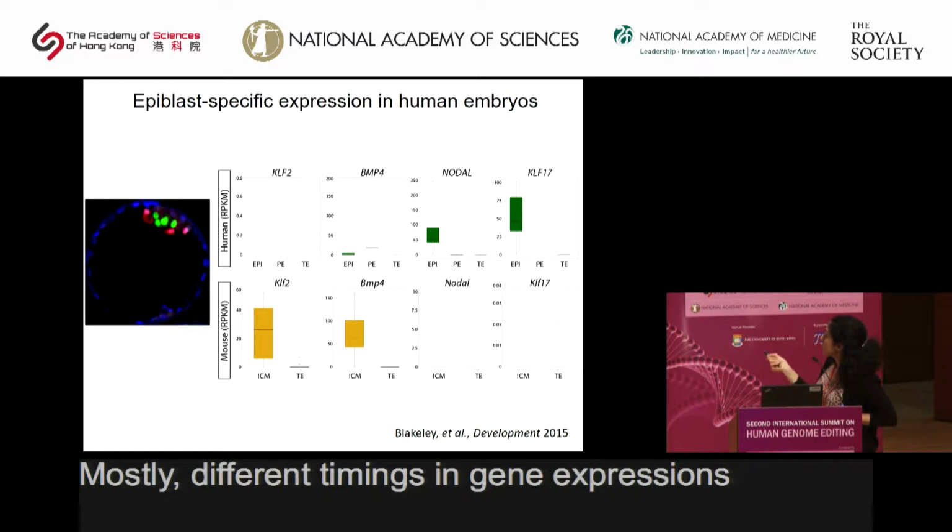And conversely, we see factors which are highly enriched in the pluripotent epiblast progenitor cells, these green cells, which are undetectable in the mouse. And so we'd like to study the function of these genes.